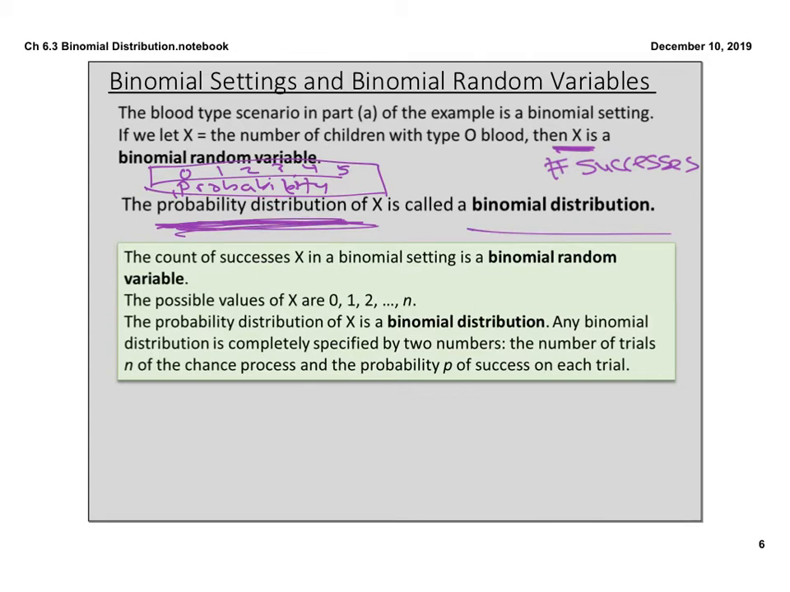So the count of successes X in a binomial setting is called the binomial random variable. The possible values of X are 0 all the way up to the total number of trials. For the children with type O blood, in the last example, it's either 0, 1, 2, 3, 4, or 5. The probability distribution of X is called a binomial distribution. Any binomial distribution is completely specified by two numbers: the number of trials N and the probability of each success P, and then the number of successes X is what the table is made up of.